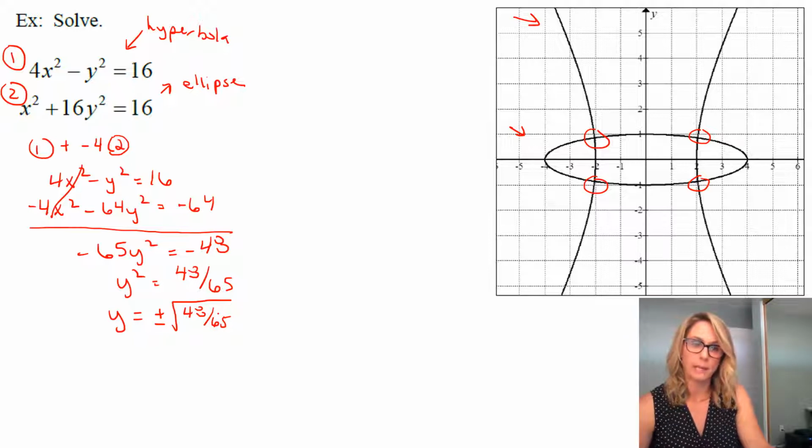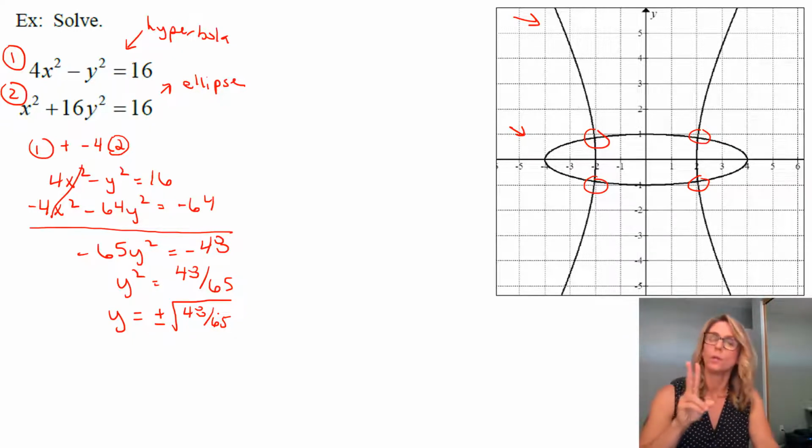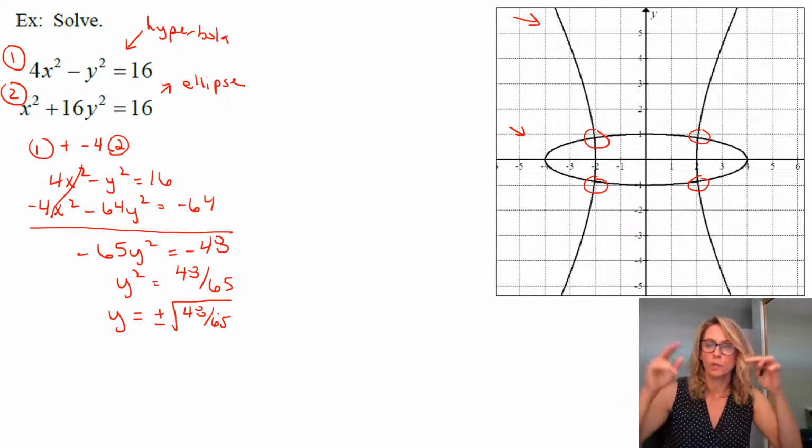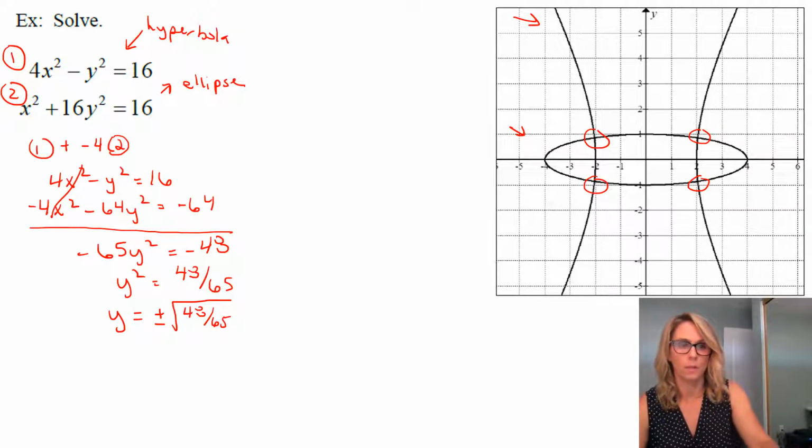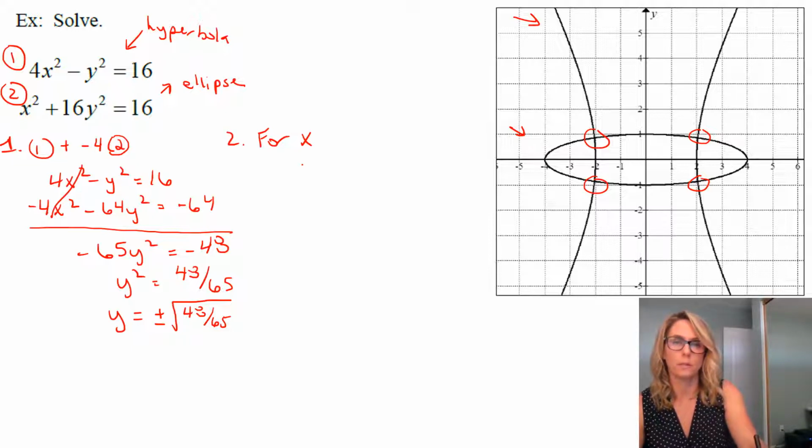I'm going to leave it as it is here. So notice that's 2 different y values, a positive square root of 48 over 65 and a negative square root of 48 over 65. Those are the 2 y values that you see in the picture. In order to solve for x, I know I got a lot of 1s and 2s here, but that's 1, that's 2.